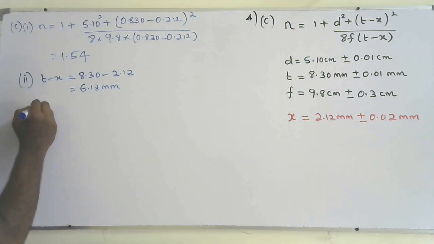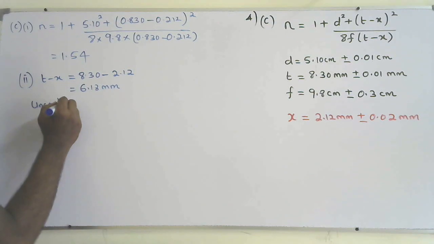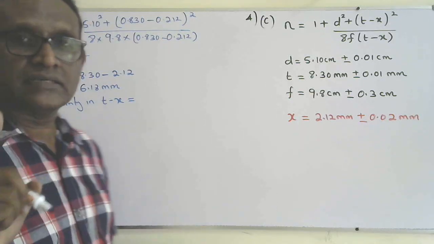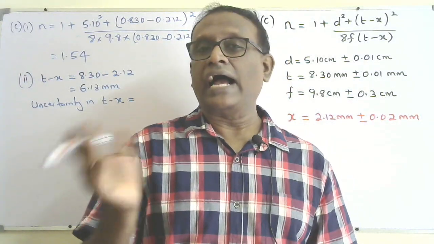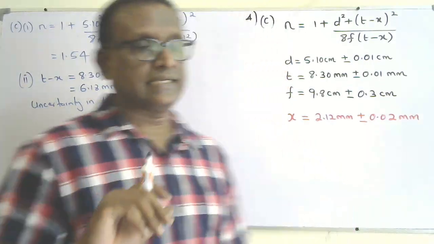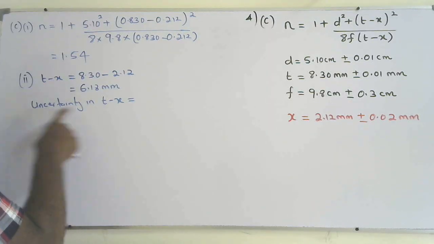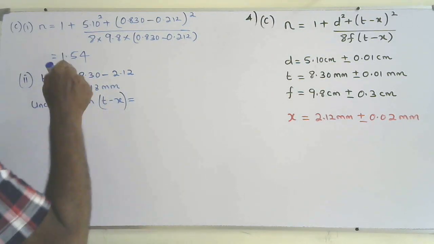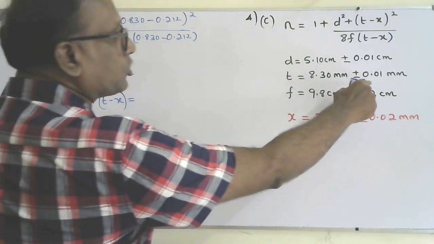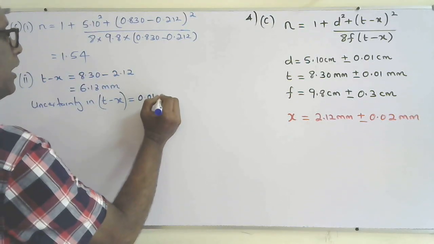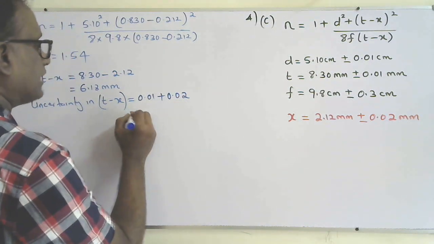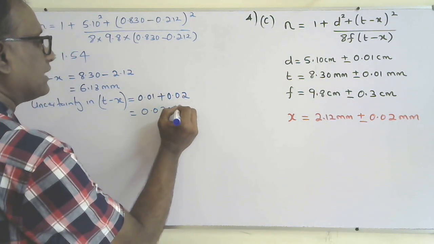So uncertainty in t minus x. In that lesson, I told that when you are adding or subtracting measured quantities, you need to add the uncertainty. So here we are subtracting x from t, but uncertainty of t minus x means uncertainty of t plus uncertainty of x. Uncertainty of t here is 0.01 plus uncertainty of x 0.02. So that will be 0.03 millimeter.